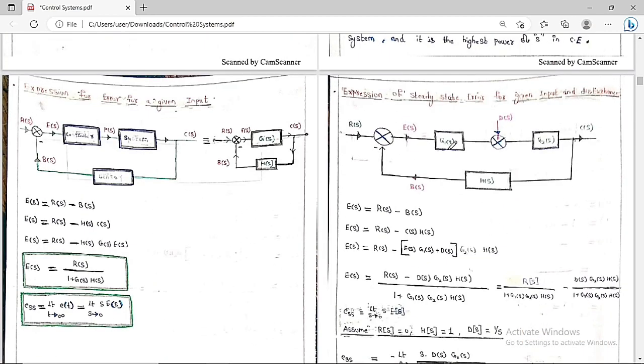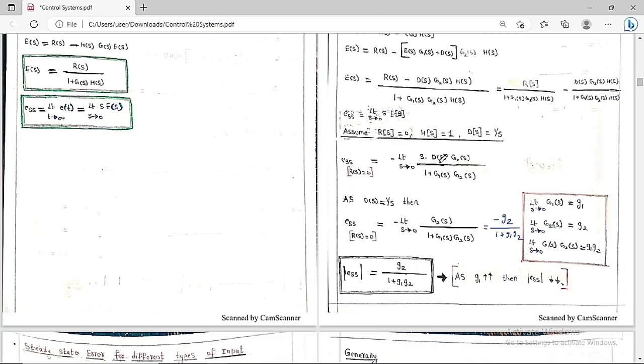G1 is nothing but the DC gain, which is limit s tends to 0 of G1 of s. If this value increases, then the overall steady state error is going to decrease. Therefore, whenever limit s tends to 0 of G1 of s increases in value, the steady state error decreases. So as G1 increases, the steady state error is going to decrease.